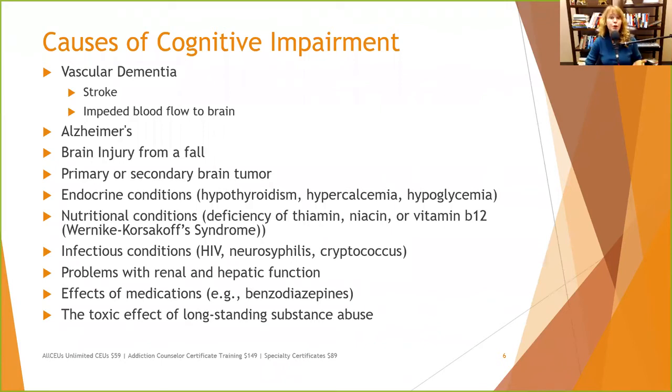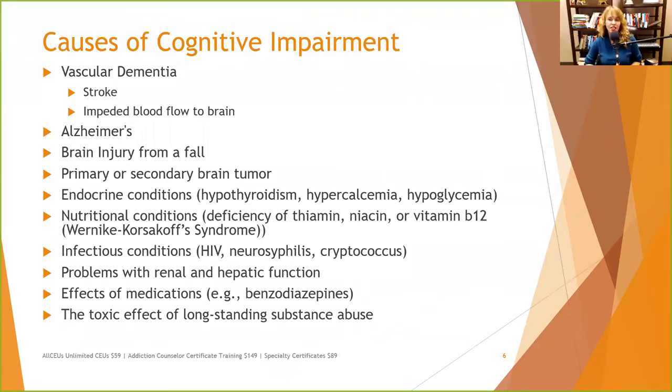Hypercalcemia and hypoglycemia. Hypercalcemia is too much calcium, and hypoglycemia is too little blood sugar. So that's what we were talking about with diabetes. The nice thing is that hypothyroidism, hypocalcemia, and hypoglycemia are almost always 100% treatable. So it's another reason we want to make sure we don't assume that this is just grandma's lot in life.